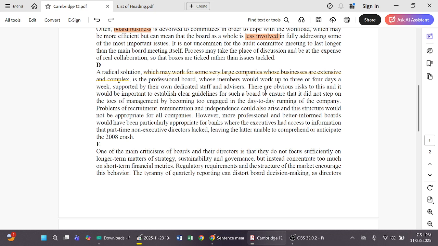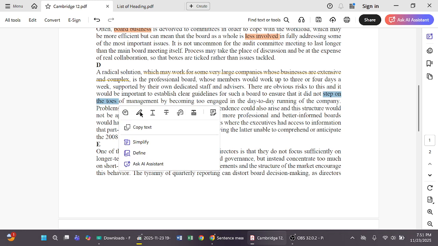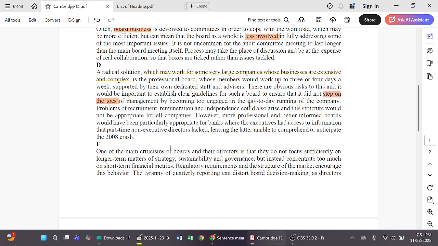There are obvious risks to this, and it would be important to establish clear guidelines for such a board to ensure that it didn't step on the toes. Didn't step, it's a phrase. Of management by becoming too engaged in the day-to-day running of the company. So it means they're trying to solve a problem, and that's why they are creating a solution that is a radical solution. Radical means something bold or an overnight solution. They want to change something properly or radically. That is radical.